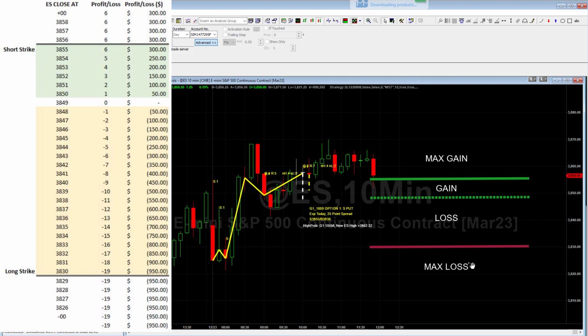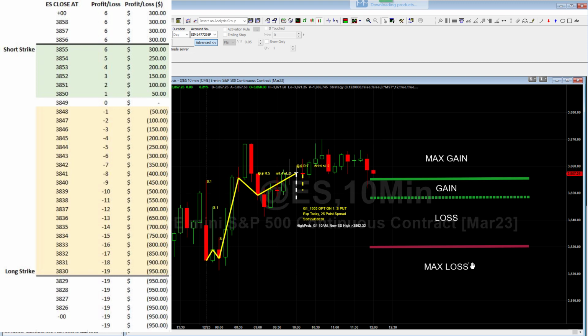And if the market sells off, then we could still be at a gain, depending on how big the sell-off is, but we are capped at a max loss of the spread width minus the premium, which in this case would be the 25 points minus 6, giving you 19 points or $950.